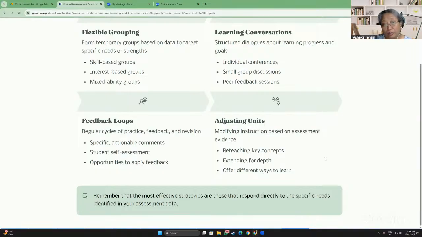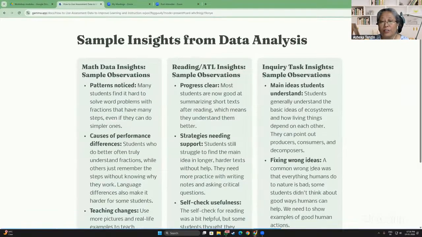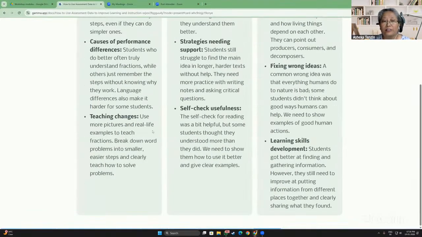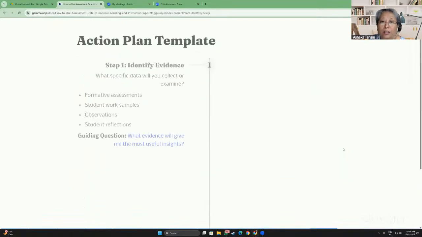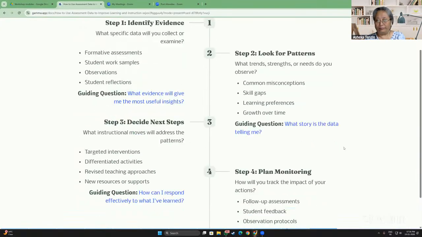And you should remember that the most effective strategies are those that respond directly to the specific needs that are identified in your assessment data. So whatever you have identified, here is a chance. These are specific changes that you need to make in your teaching and learning so that students can fulfill their learning outcomes. Okay. So now, what is the action plan? What will you do from tomorrow?